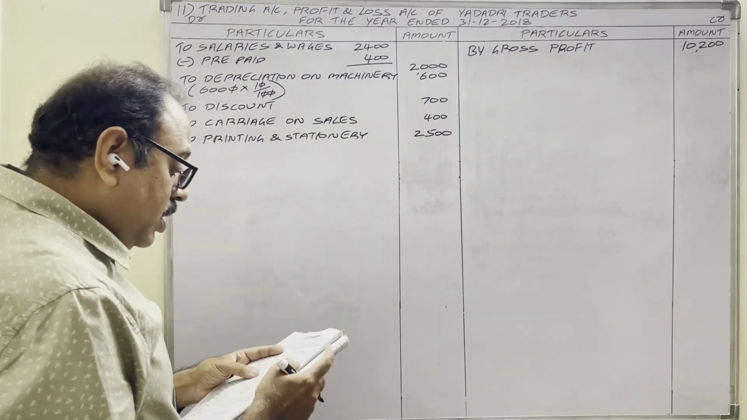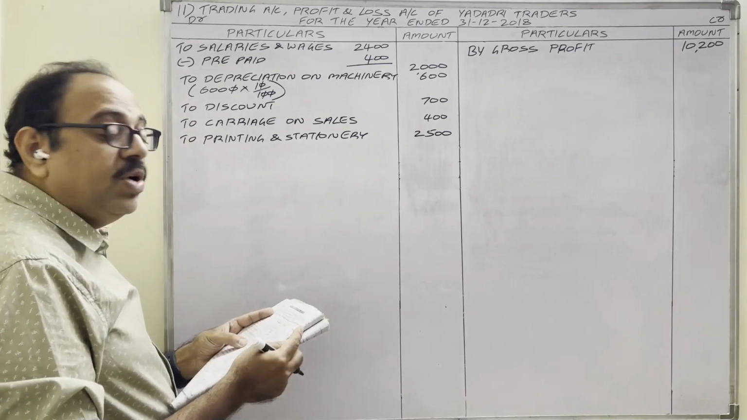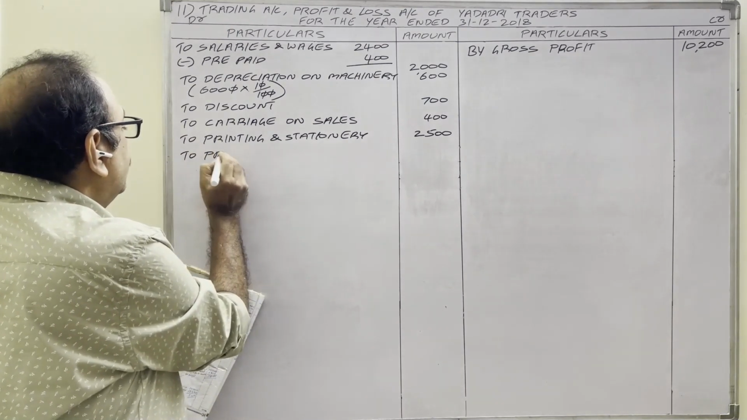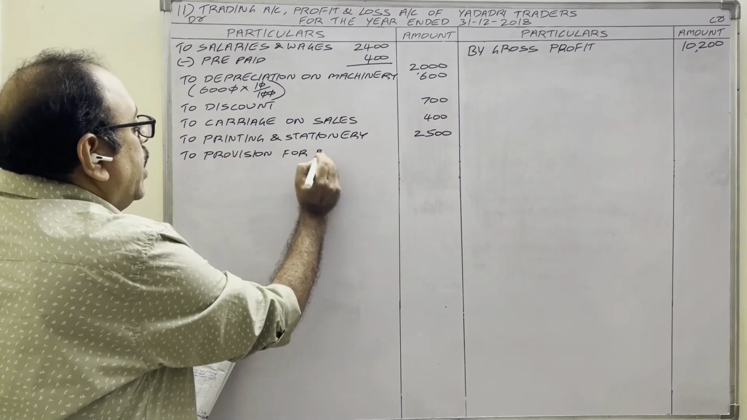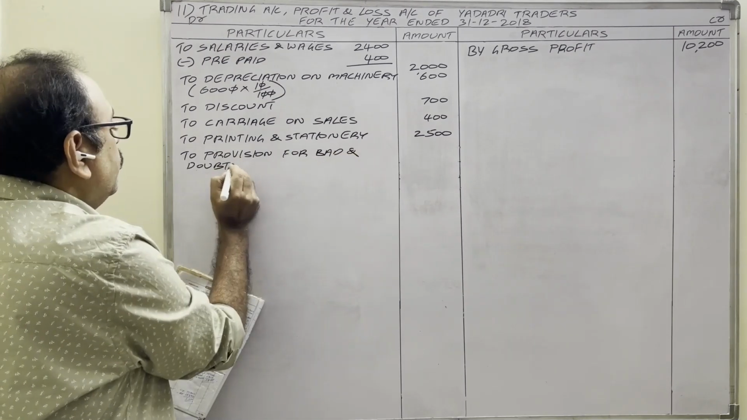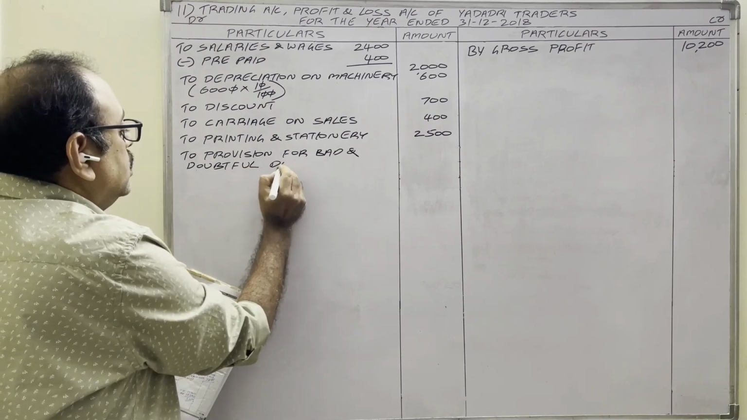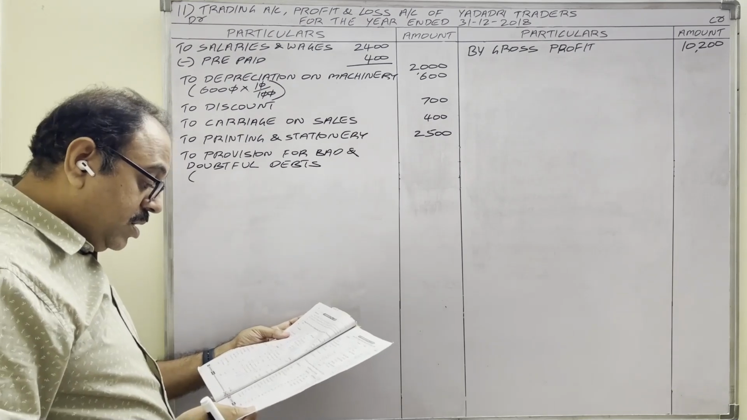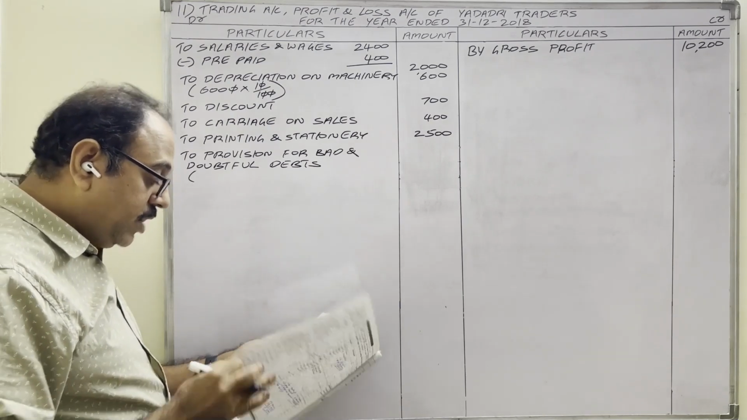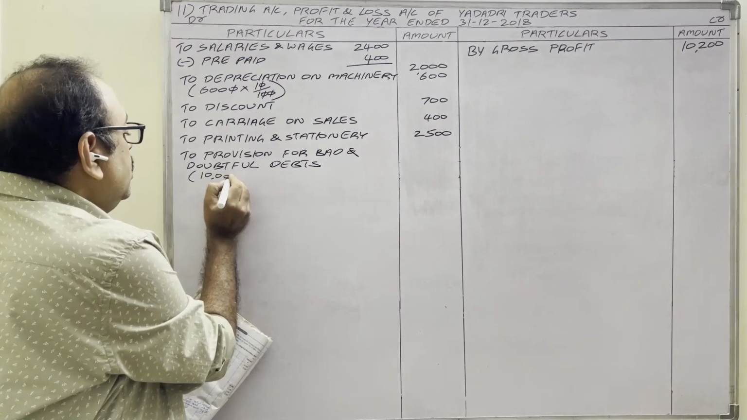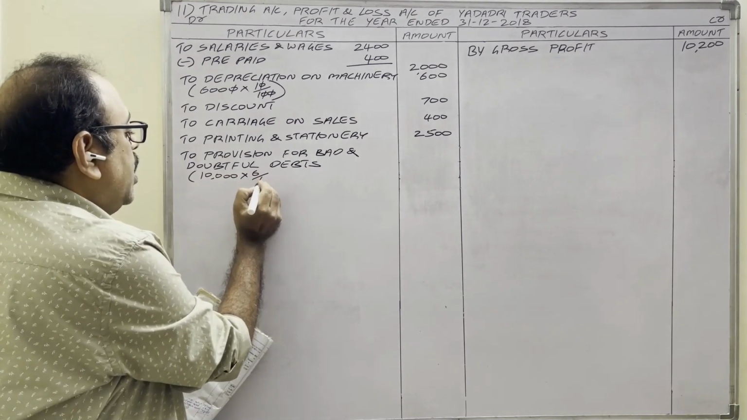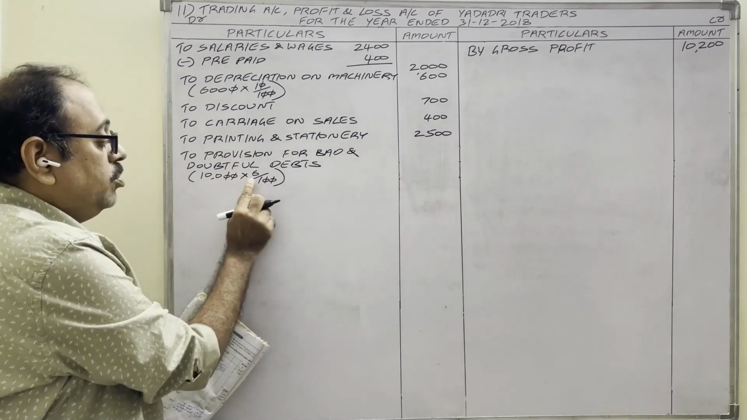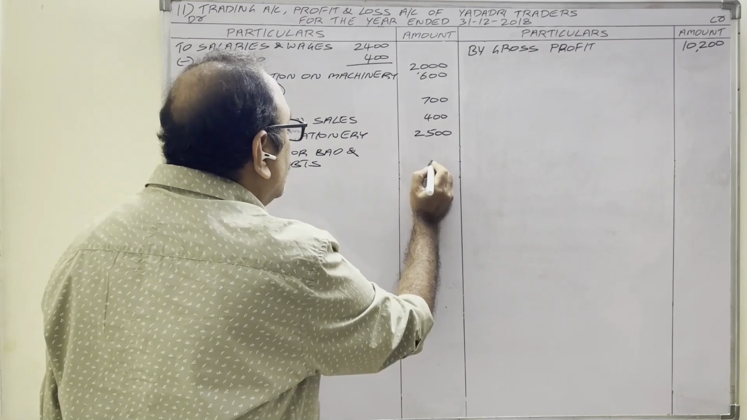He is giving the words provision for bad and doubtful debts, so we will use only that. To provision for bad and doubtful debts. We have to calculate on debtors. In the trial balance debit side, the debtors value is 10,000 rupees. On that, 6%, 6 by 100, cancel two zeros with two zeros. If you cancel 100 into 6, 600 rupees in the outer column.